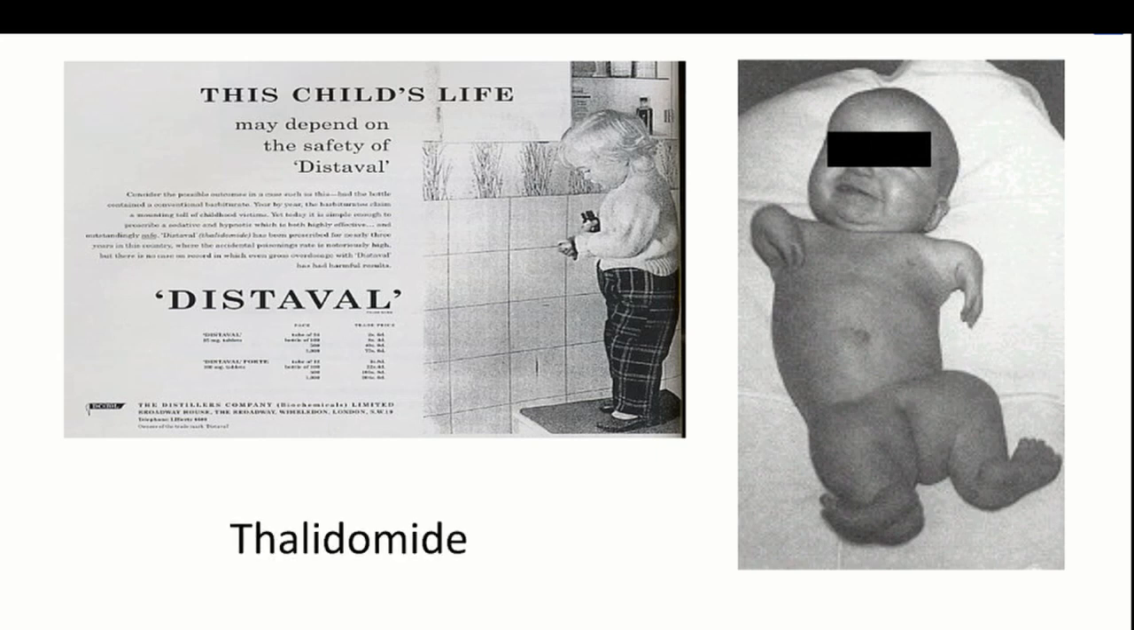Shortly after its marketing, a dramatic increase was seen in the frequency of a previously rare birth defect, phocomelia, the absence of limbs or parts of limbs. Unfortunately, it took 3 years to collect enough case reports to establish the cause as in utero exposure to thalidomide.